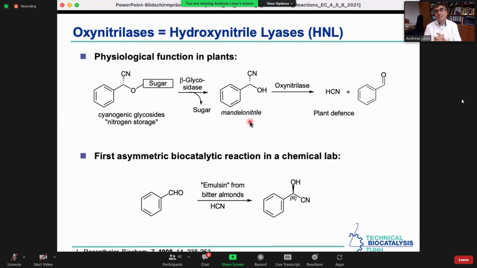Yeah, and so in chemical industry, it's used the reverse manner. So we're starting from the benzaldehyde, adding HCN, and then producing cyanohydrins. So this is what is called the hydroxynitrile component. Once again, you can define a specific stereocenter. And by the way, historically, this was the first asymmetric biochemical reaction ever described in a chemical lab, leading to a chiral compound, in 1908 by Rosenthaler.